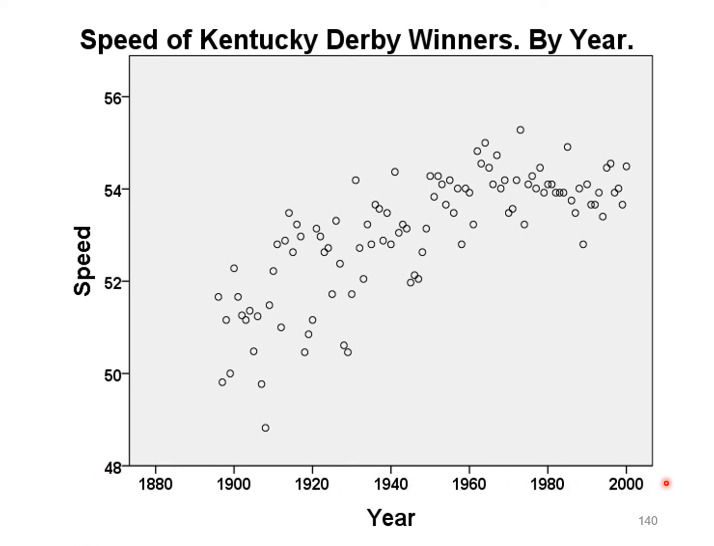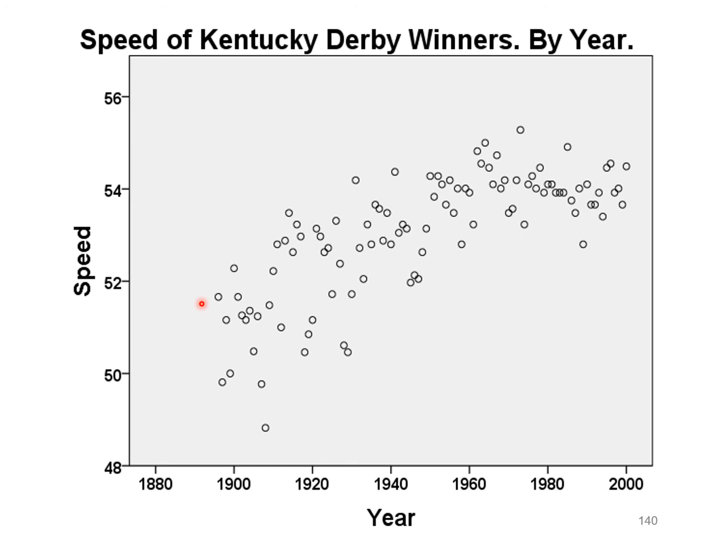Along the x-axis is the year the race occurred. Along the y-axis is the speed. So if we go to the year 1896 on the x-axis and go straight up, we can see that the speed was a little bit less than 52. That's the horse on the first line of the Excel sheet I showed you.